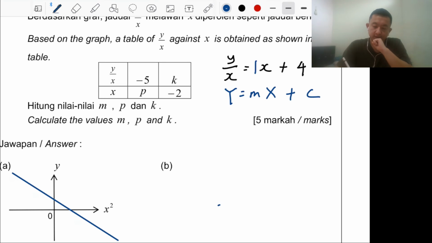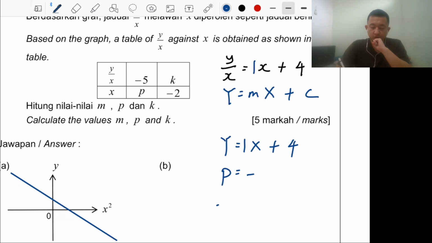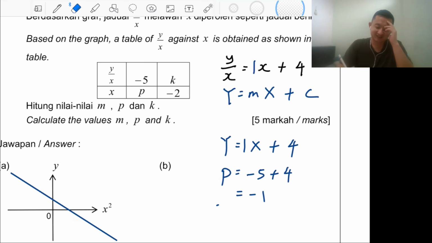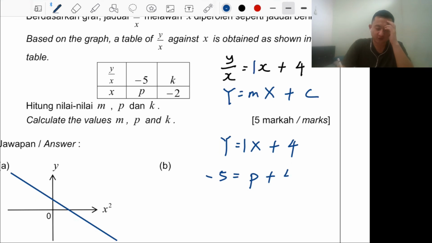So if I write again, it is y equals x plus 4. This is the equation, right? Because the gradient is 1. We sub negative 5 into here, we sub p into here. So p equals negative 5 plus 4 equals negative 1. I always do it wrongly here. So for the second time, oh my, negative 5 here. Negative 5 equals p plus 4. So p is negative 9.